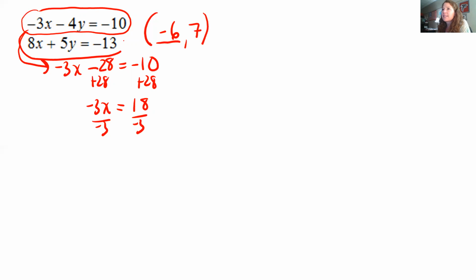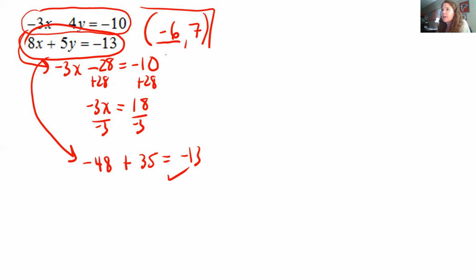So now I'm taking the second equation and checking my answer. 8 times -6 is -48, plus 5 times 7 is 35, equals -13. And that is correct. So I know that answer is right because I just checked it. So -6, 7 is my final answer.